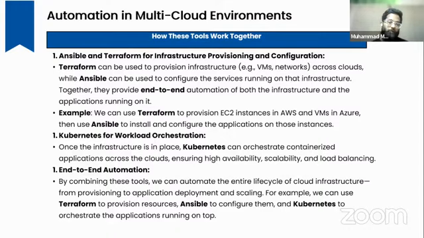For end-to-end automation, by combining these tools, we can automate the entire life cycle of cloud infrastructure, from provisioning to application deployment. For example, we can use Terraform for provisioning resources, Ansible to configure them, and Kubernetes to orchestrate the application running on top.